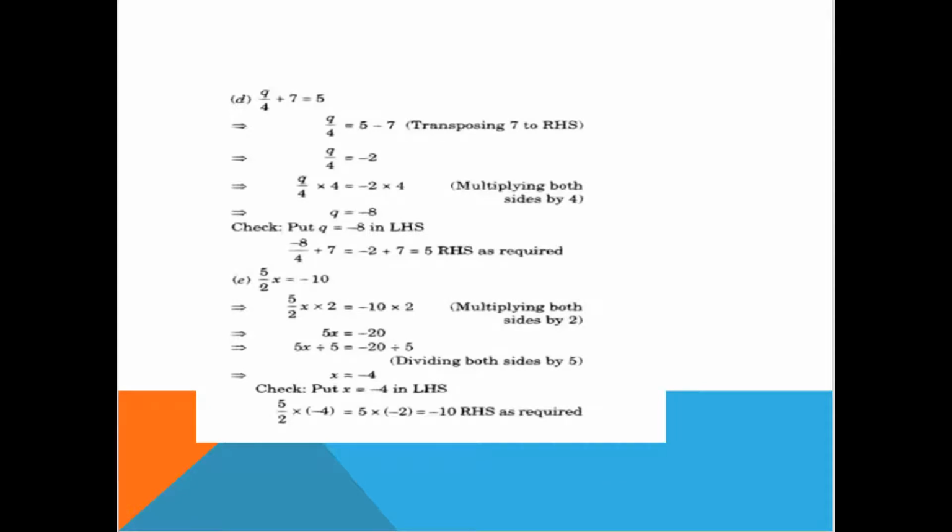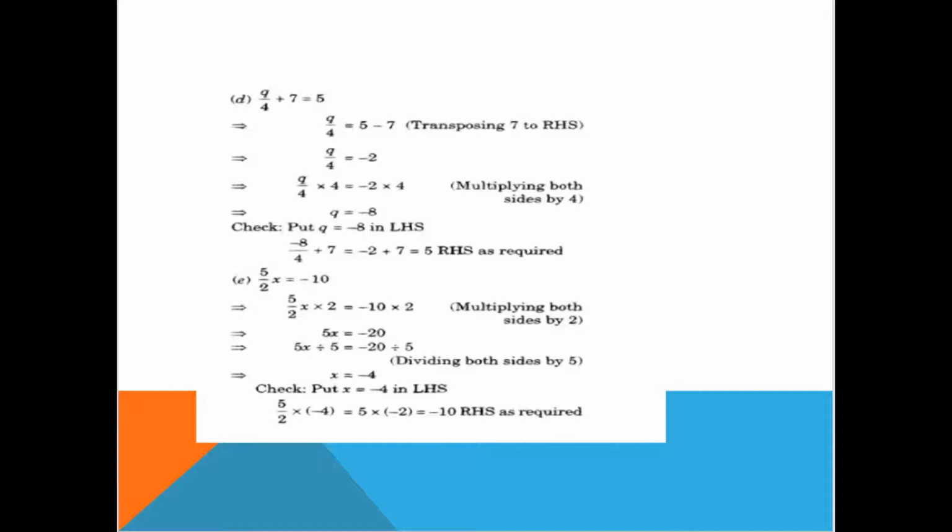Now I am doing E part. 5 by 2x is equal to minus 10, that is 5 by 2x into 2 is equal to minus 10 into 2, that is 5x is equal to minus 20. Now 5x divided by 5 and minus 20 also divided by 5, that is x is equal to minus 4.